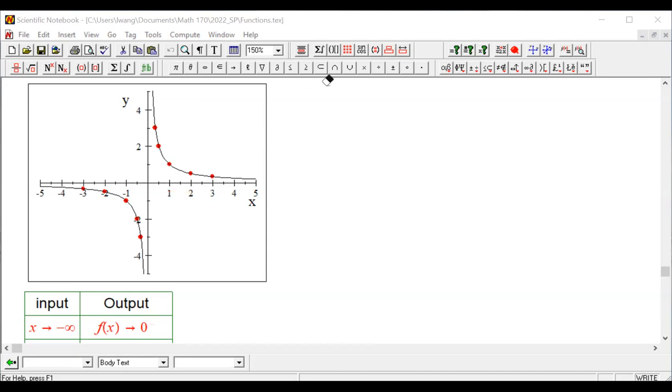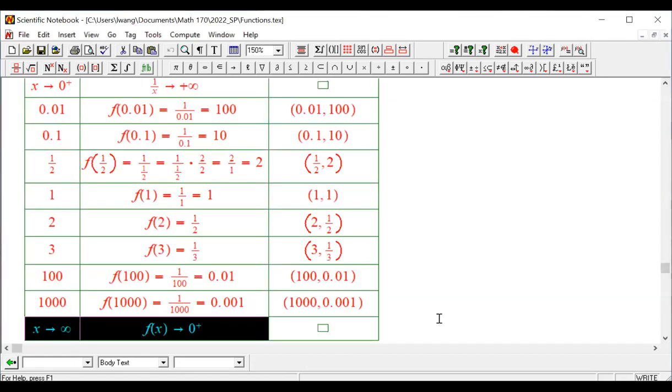Wrong color, I'm going to show the blue. As x is getting larger and larger, you can see the output is getting shorter and shorter, yet larger than 0, never touching 0. So it's always approaching 0, but from the larger than 0 side. That's what we meant by this notation.